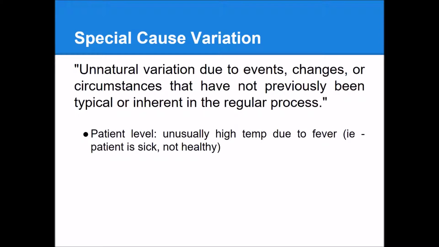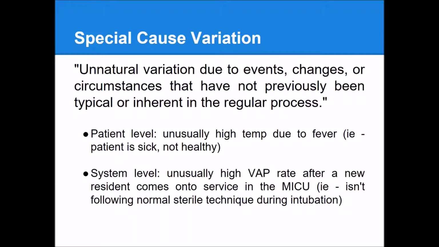For instance, on a patient level, an unusually high temperature due to a fever in a patient means that the patient is sick, not a healthy, normal person. At the system level, if you see an unusually high ventilator-associated pneumonia rate after a new resident comes onto your service in the NICU, maybe it's that the normal process isn't being followed. The normal sterile technique for intubation isn't being followed, for instance. We'll come back to this later.